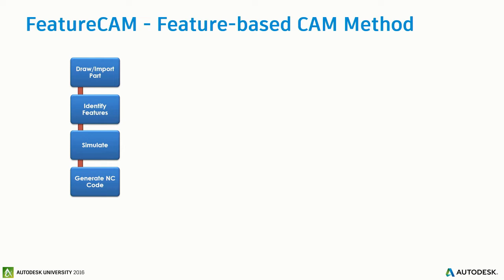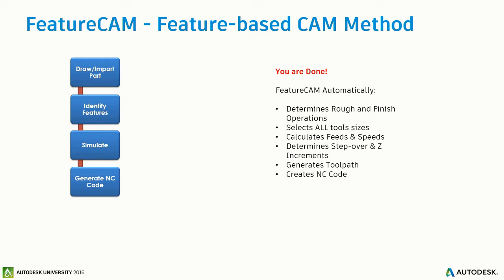In FeatureCAM, you draw or import your part. You identify the features, simulate, and generate NC code. FeatureCAM automatically determines the rough and finish operations, selects all of your tools, calculates your feeds and speeds, and determines the step overs and step downs for each tool.